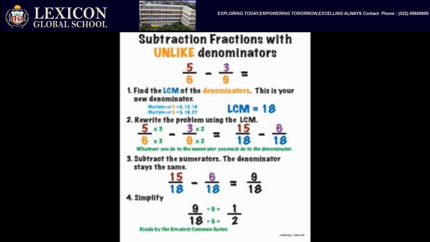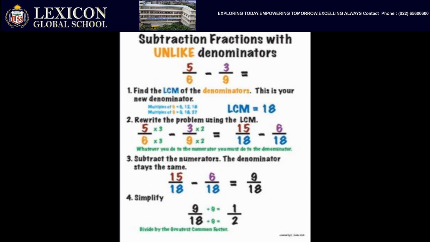So we will multiply 6 into 3. Now whatever number we multiply in the denominator, the same number we must multiply in the numerator. That is 5 into 3. Likewise, to make the denominator 18, we need to multiply 9 into 2 and the same number, that is 2, we will multiply in the numerator, that is 3 into 2.